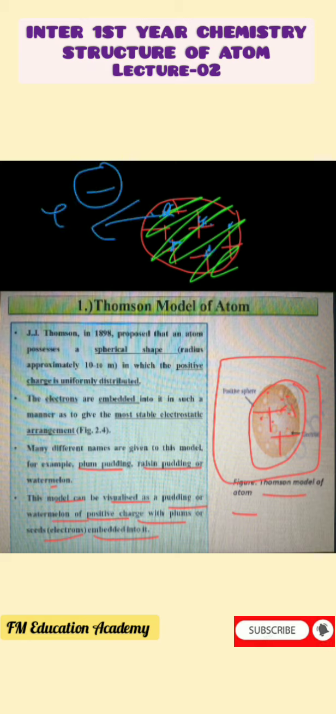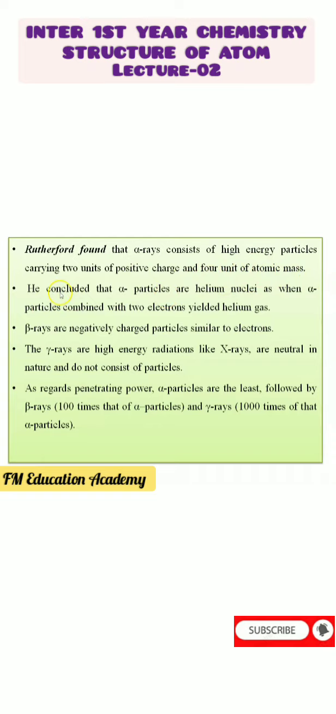About Rutherford. Rutherford found that alpha rays consisted of high energy particles. These high energy particles carry 2 units of positive charge and 4 units of atomic mass. So he concluded that alpha particles are helium nuclei. When alpha particles combine with 2 electrons, they yield helium gas.